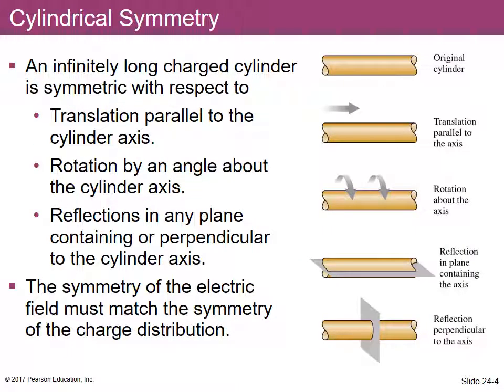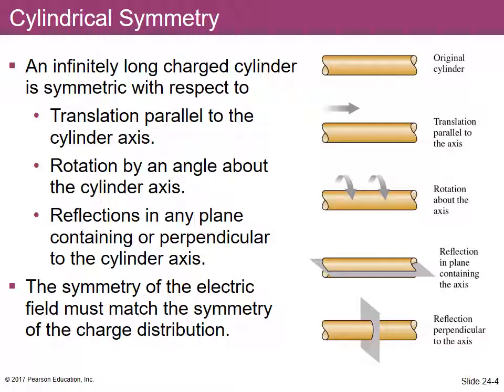An infinitely long charged cylinder is symmetric with respect to translation parallel to the cylinder axis. Shifting an infinitely long cylinder by 1 millimeter or 1,000 meters makes no noticeable or measurable change. Rotation by an angle about the cylinder axis: turning a cylinder about its axis by 1 degree or 100 degrees makes no detectable change.